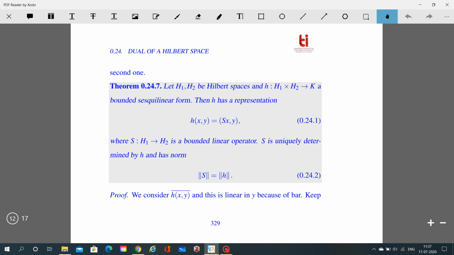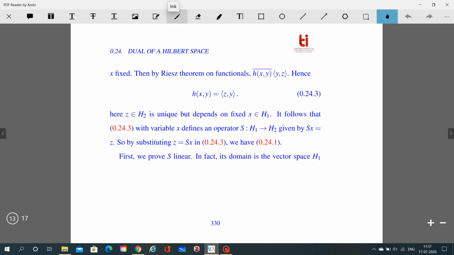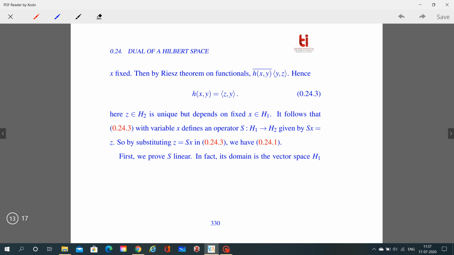So now we will discuss the proof of this result. Consider the conjugate of h(x,y), which is linear in y because of this bar. Keep x fixed. Then by the Riesz representation theorem on functionals, the conjugate of h(x,y) is equal to the inner product of y comma z, and hence h(x,y) is equal to the inner product of z comma y.